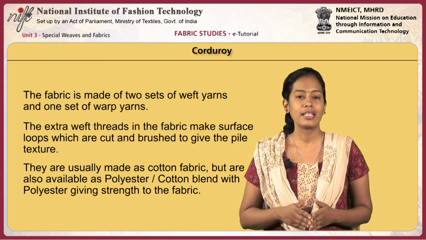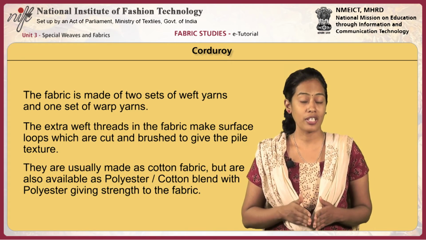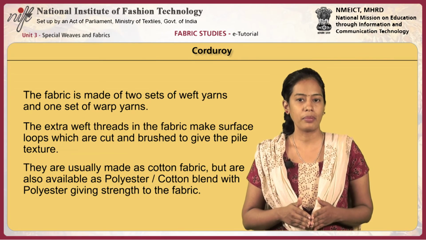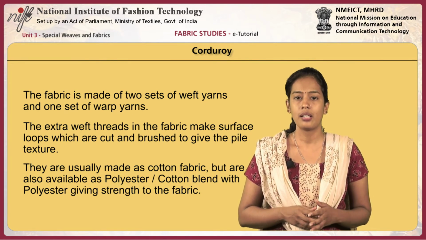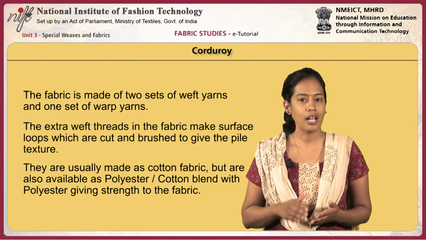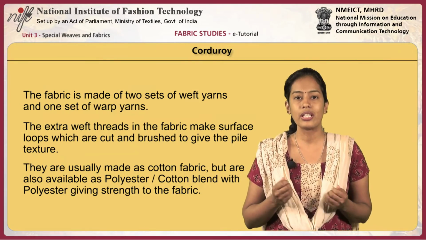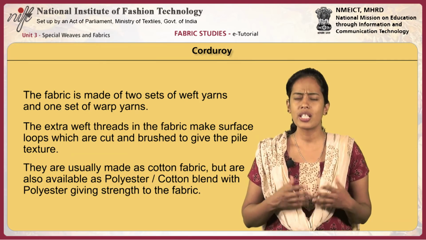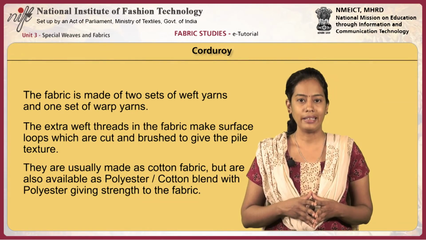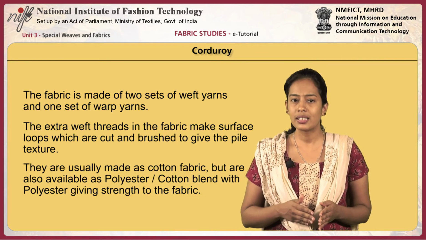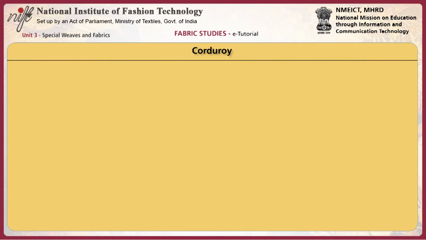The fabric is made of two sets of weft yarns and one set of warp yarns. The extra weft threads in the fabric make surface loops which are cut and brushed to give the pile texture. They are usually made as cotton fabric, but are also available as a polyester cotton blend, with polyester giving strength to the fabric.